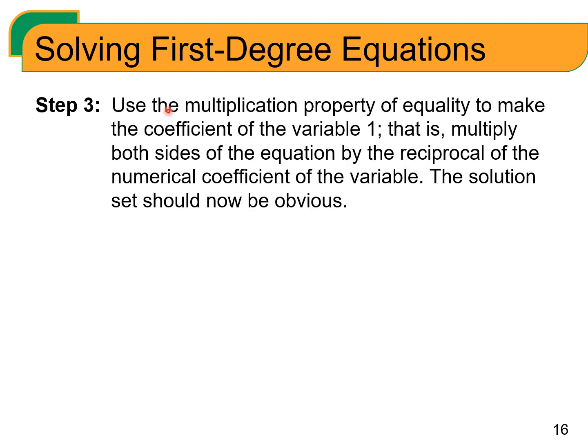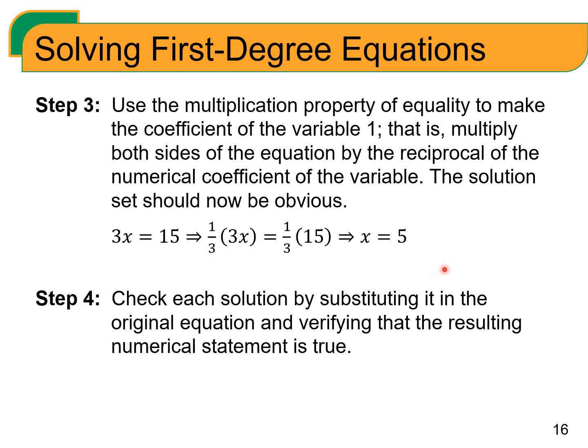So step 3, use the multiplication property of equality to make the coefficient of the variable 1. That is, multiply both sides of the equation by the reciprocal of the numerical coefficient of the variable. In our case, it's 3. Therefore, the reciprocal is 1/3. Multiply both sides by 1/3. Now we'll get a simple statement, x equal to 5.